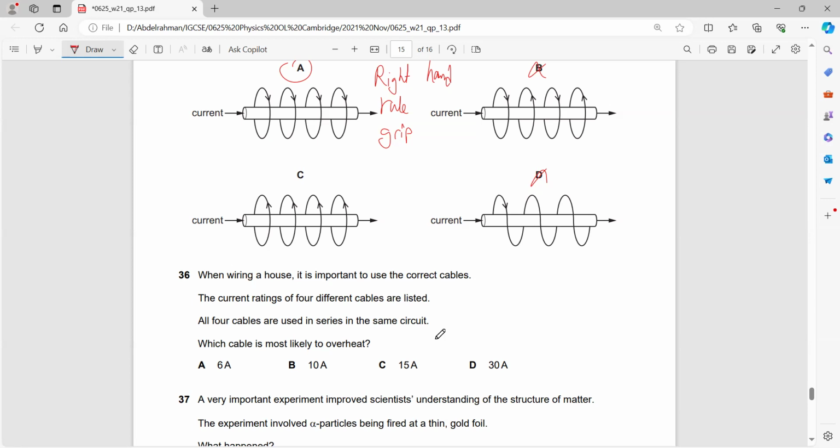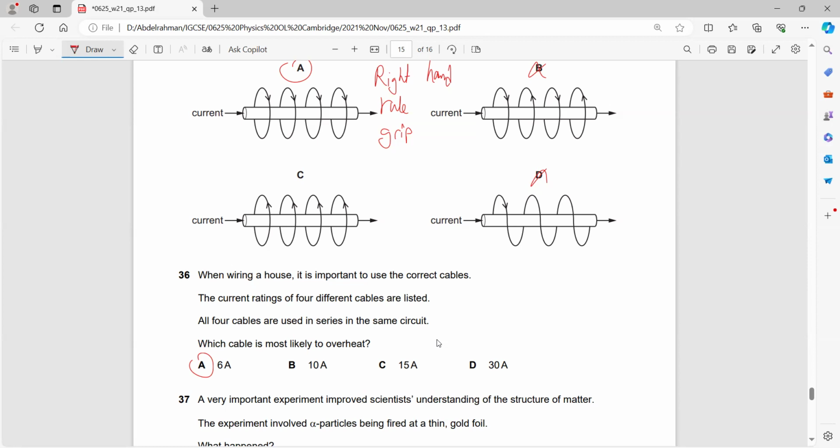Why would it be most likely to overheat? Because this cable can only withstand up to 6 amperes. But what happens if 10 amperes or 20 amperes pass through this cable? It would overheat. It would melt. It would cause a fire. So this cable is the worst of these four cables, because it can only withstand currents up to 6 amperes.